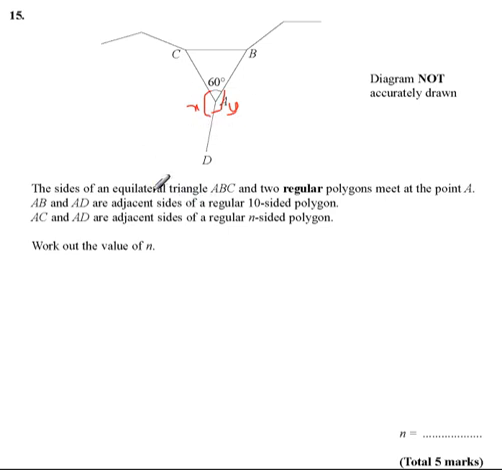Now, it says AB and AD are adjacent sides of a regular 10-sided polygon. So AB is here, and AD is here. So that means that this is part of our 10-sided polygon, and you can work out how big the angles are in a 10-sided shape by two methods. The easiest method is to go by the external angles. This is the internal angle. We know that the external angles in a shape add up to 360. If there are 10 sides, then each of those external angles is going to be 360 divided by 10. So the external angle in a 10-sided shape is 36 degrees, which means that the internal angle is going to be 144. That's the quick way of working it out.